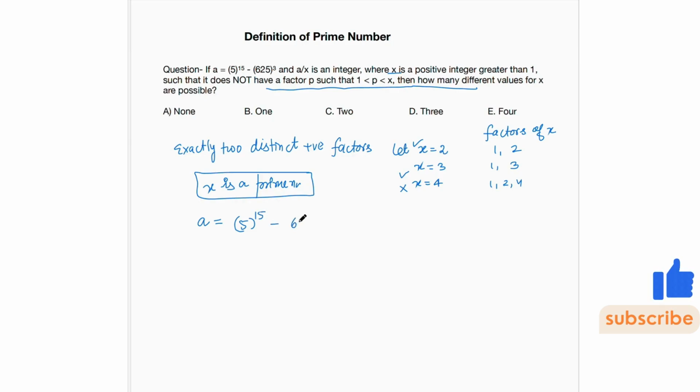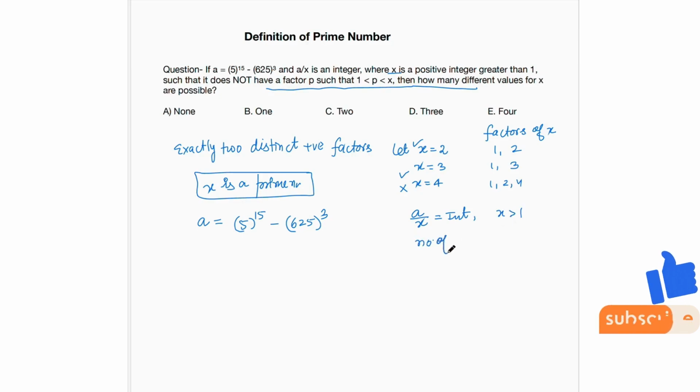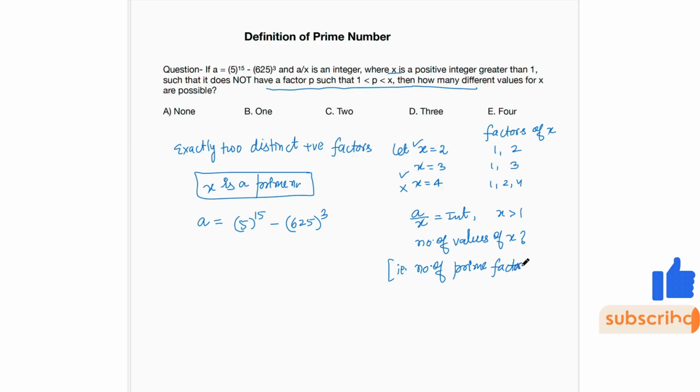Now the question becomes slightly simple, where the expression for A is given as 5 raised to power 15 minus 625 raised to power 3, and it says A by x is an integer, where x is greater than 1. Then I need to find the number of values of x which satisfy the given condition, which basically means I need to factorize this and see how many prime factors are available in A. So let's prime factorize it.